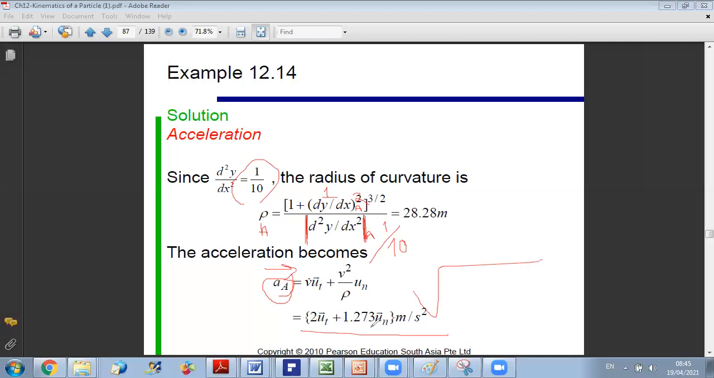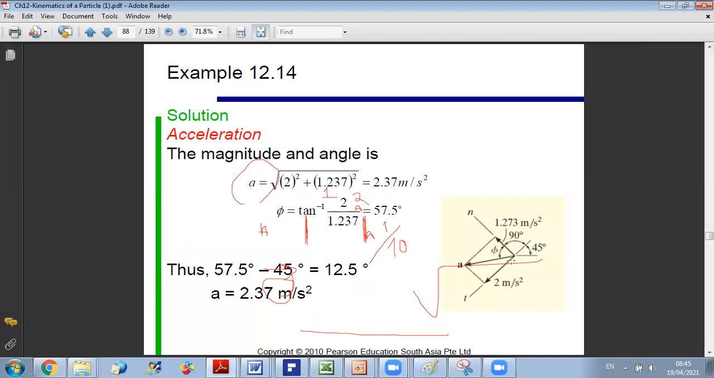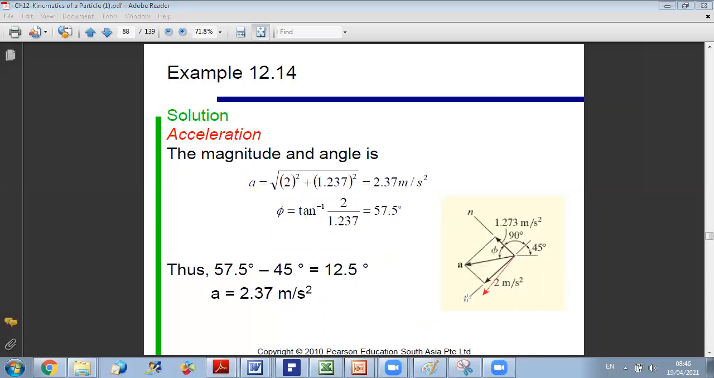Now, to find the magnitude, I will take the radical: radical of 2 squared plus 1.273 squared. I still need to determine the direction. In general, when I ask about direction, give an angle with a fixed reference. In general, we give it with the horizontal or the vertical, because UT and UN are always changing. So we prefer to give the angle with a fixed direction. This is why, if we do a small figure, we have the UT vector making an angle of 45 degrees with the horizontal because it's along the tangent line. So we already know that the angle between UT and the horizontal is 45. And UN is perpendicular to UT, so we have here an angle of 90 degrees.